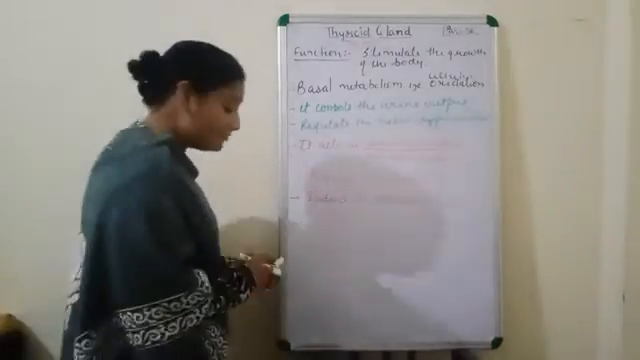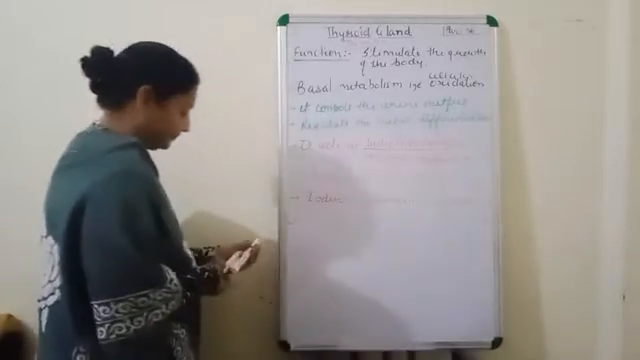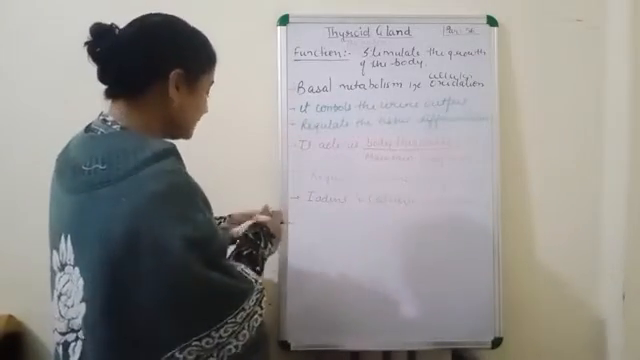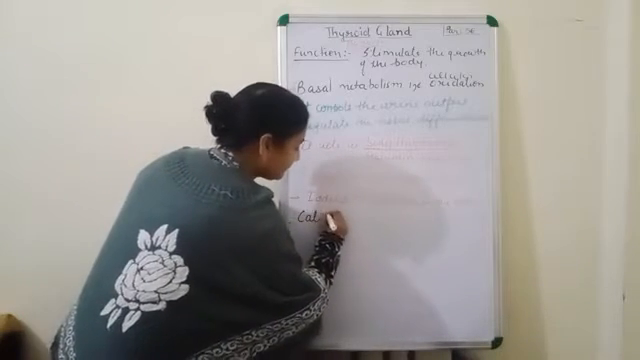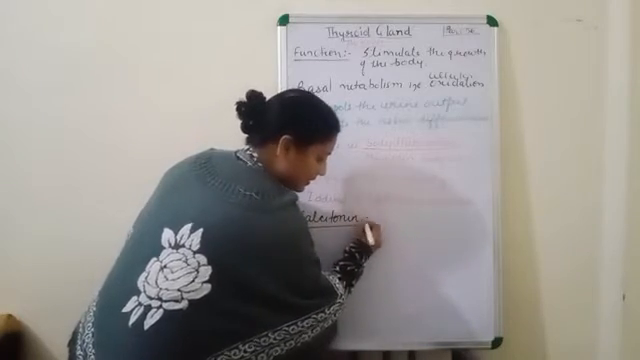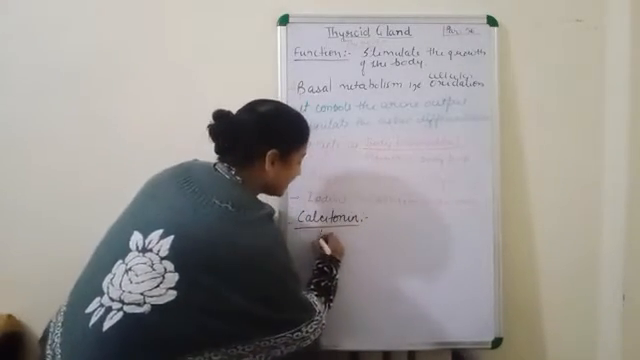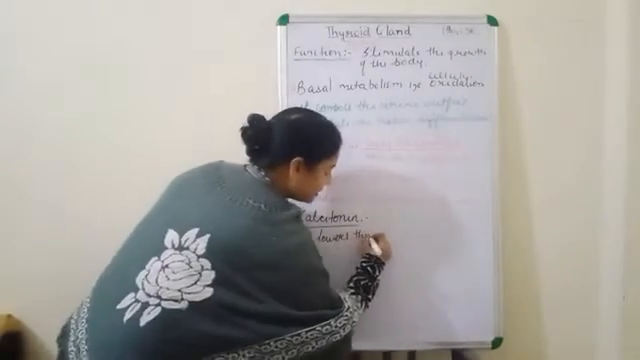Then we have one more, and that one more is calcitonin. So now we will see the function of the calcitonin. Okay, so this calcitonin lowers the serum calcium.